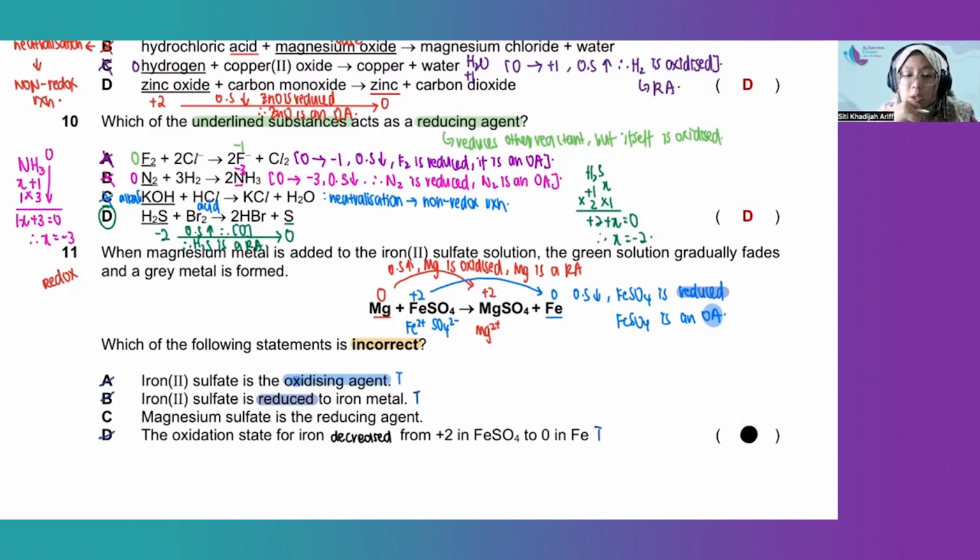So why is the answer option C? Magnesium sulfate is the reducing agent. But if you realize, the reducing agent and oxidizing agent have to be reactants of the redox reaction. Magnesium sulfate is a product, right? So a product of a redox reaction cannot be a reducing agent for the redox reaction. So C is false by elimination. The answer for question 11 has to be option C.